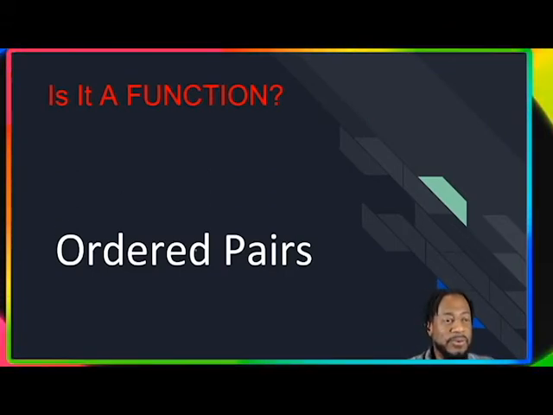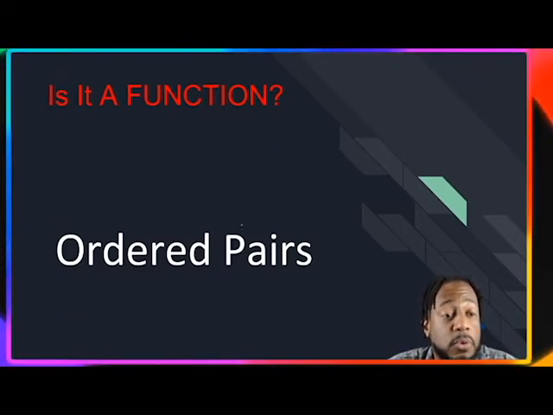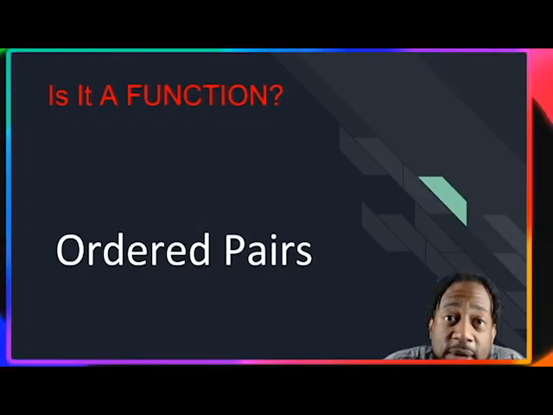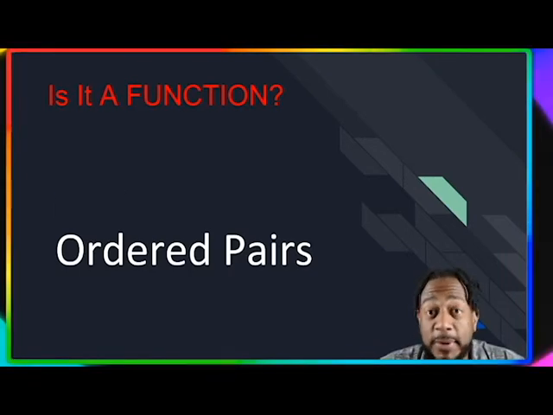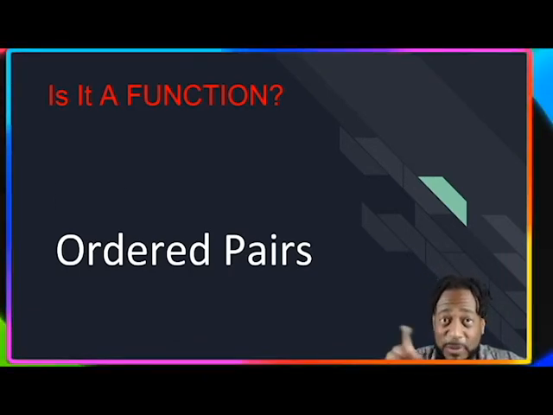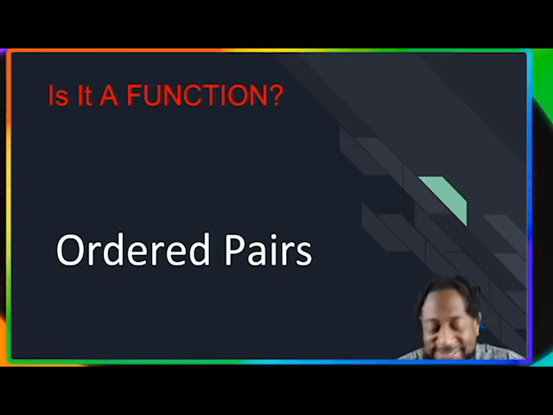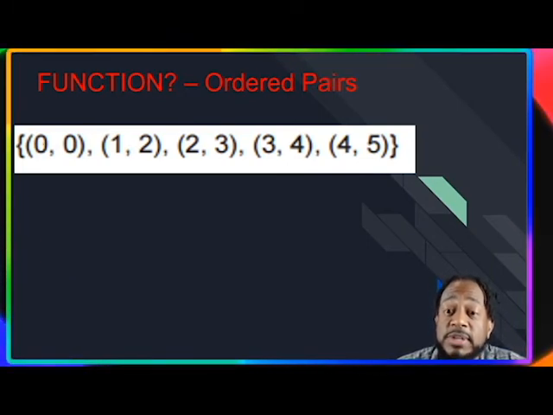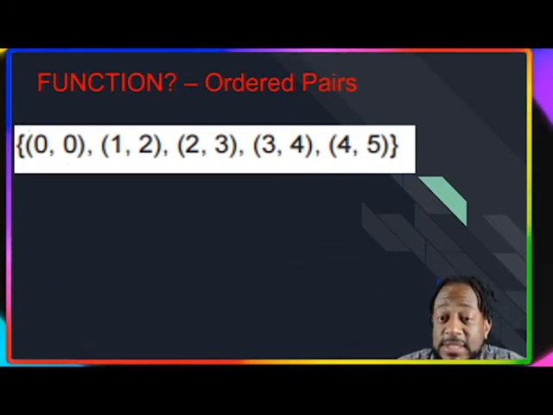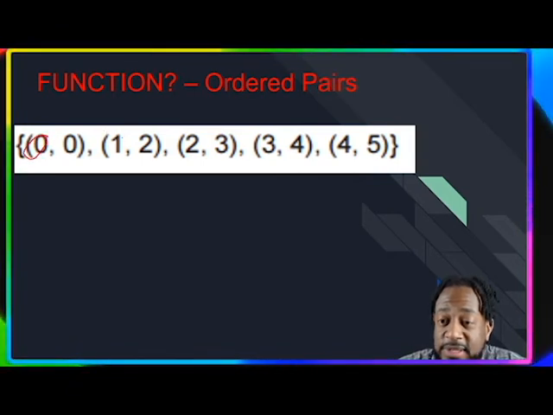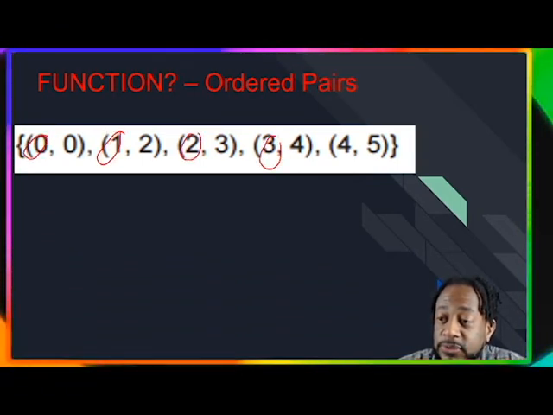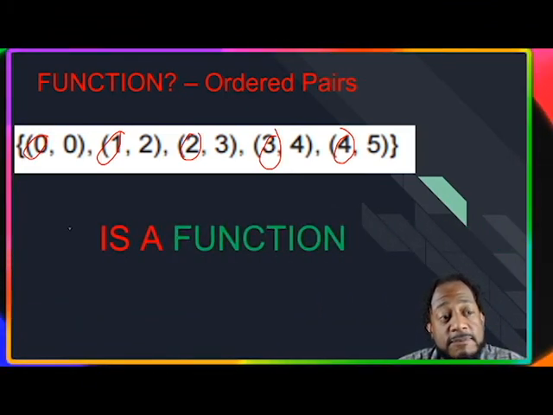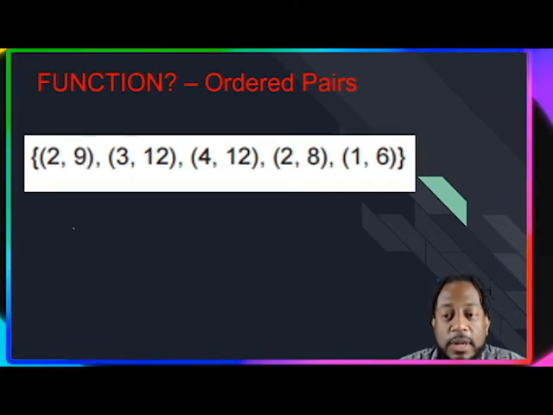All right. Here we go. Ordered pairs. Is it a function or not a function? Ordered pairs. Remember, that's x, comma y with the parentheses on it. That's your ordered pairs, in case you don't remember. Now, all you've got to do is make sure x doesn't repeat. Does x repeat? We got 0 here, 1 here, 2, 3, 4. Does it repeat? No, it doesn't repeat. So that makes it a function.